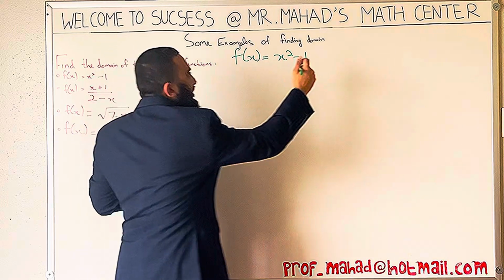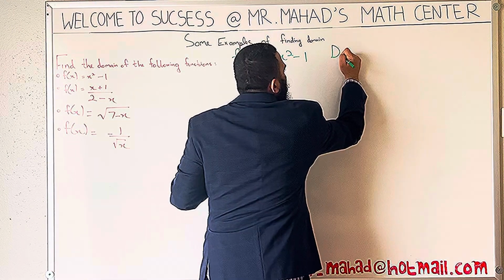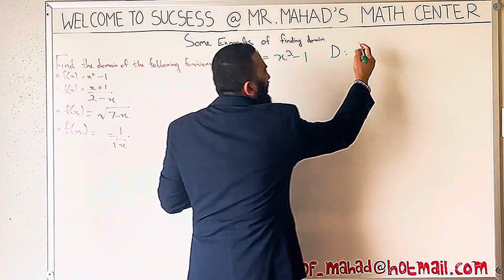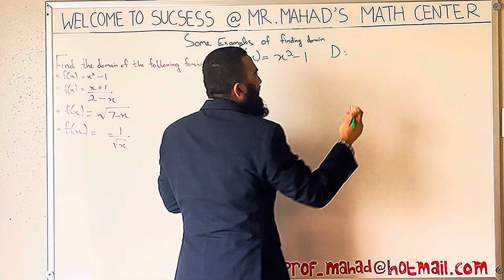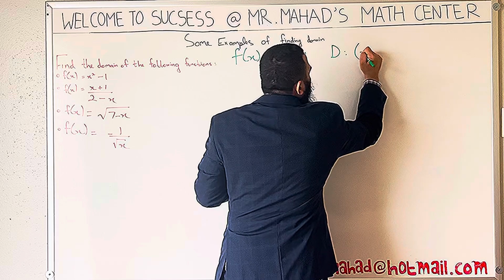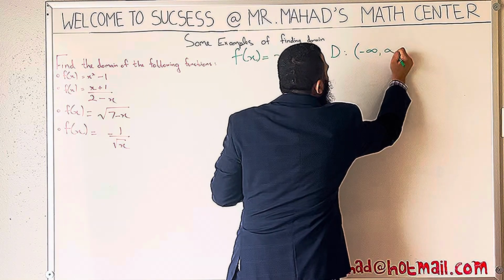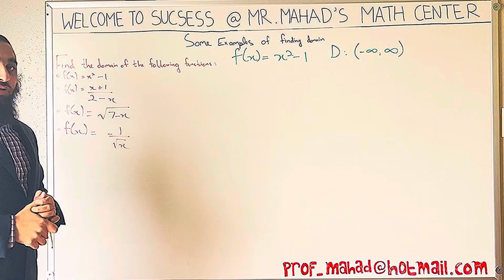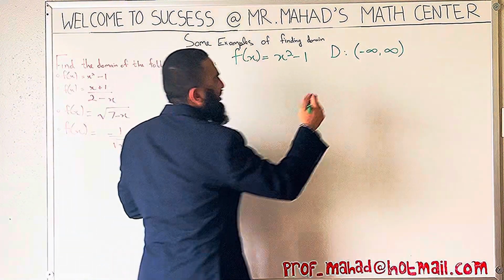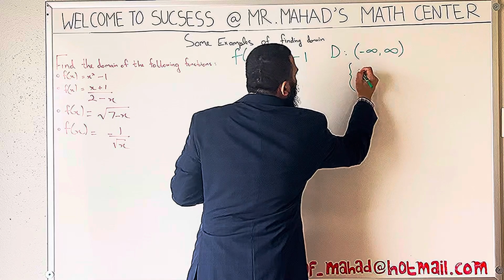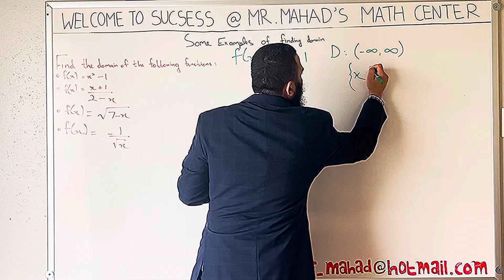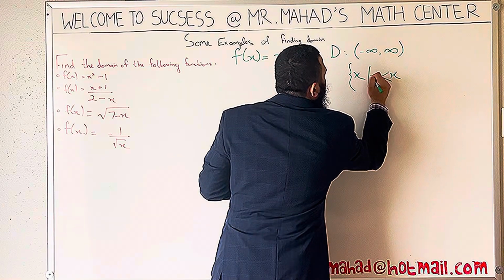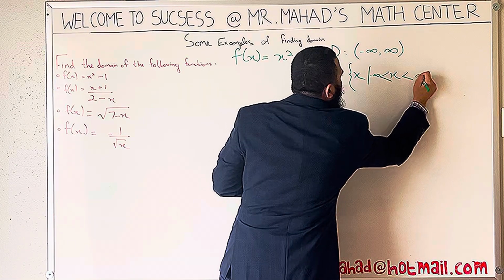So here the answer is simply the domain is, let me use interval notation in this example, from negative infinity to positive infinity. Okay, so I use interval notation in this. I could even use another notation, for example set builder notation. So I can say that x is such that it's greater than negative infinity, smaller than positive infinity.